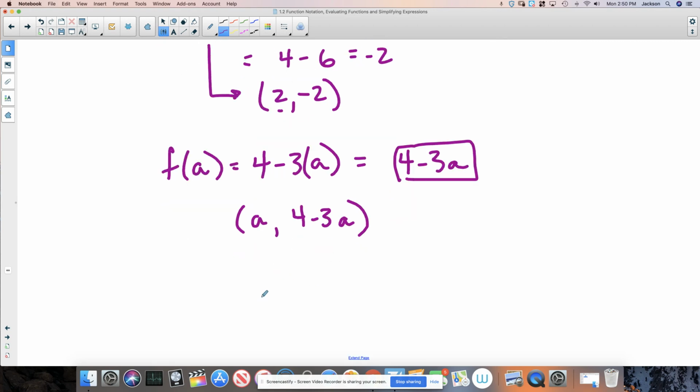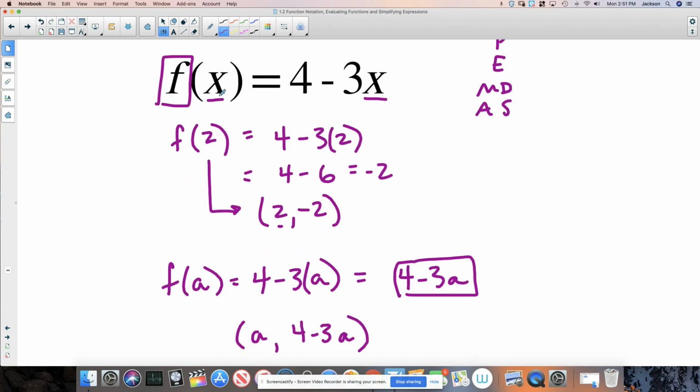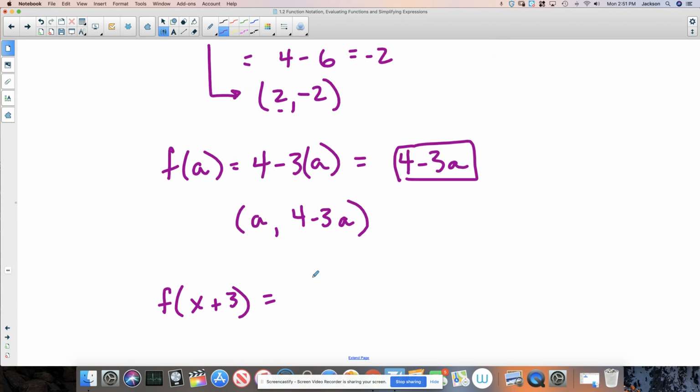Okay, let's kick it up a notch. What if I plug in a binomial? So let's say I plug in x plus 3. Well, like we said before, if this is x, then this is x. If this is 2, then this is 2. If this is a, then this is a. So don't overcomplicate this. If this is x plus 3, then over here, I'm going to put x plus 3, and I'm going to put it in parentheses, okay?